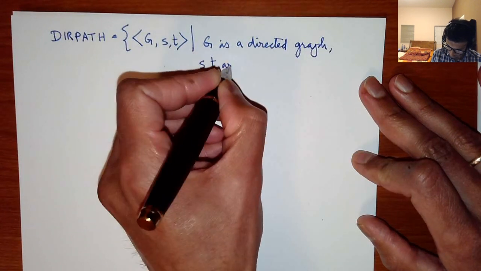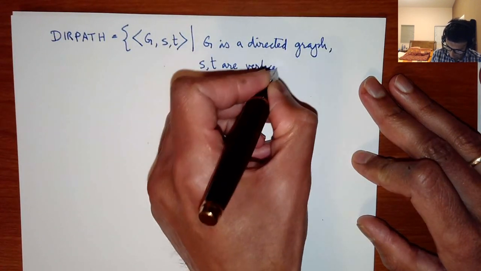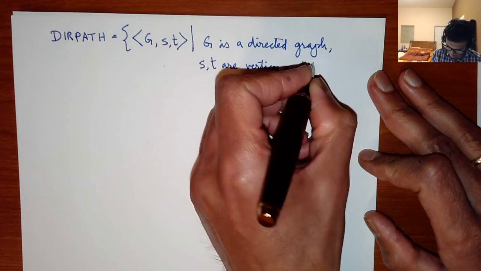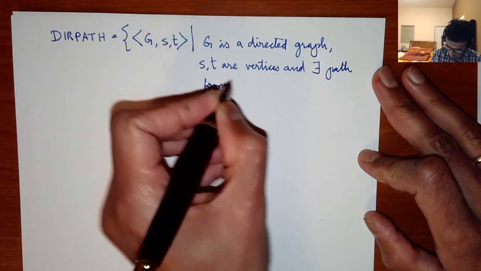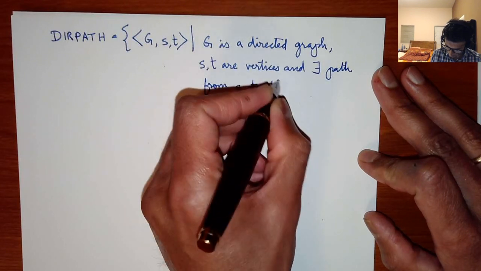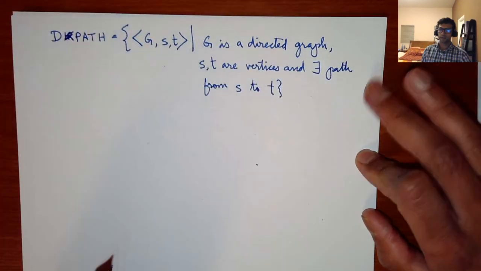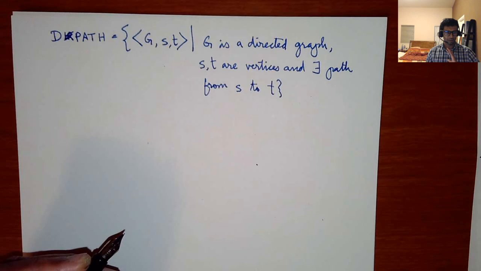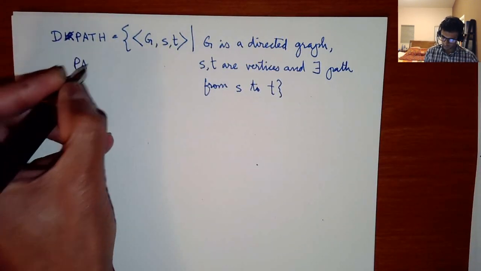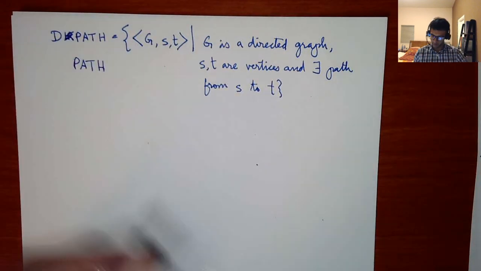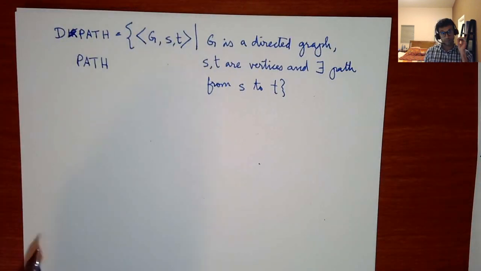S and T are vertices, and there exists a path from S to T. So I'll just call it D path. Sometimes it is referred to as path. Often you'll just refer to it as path. So I'll just call it path. I put the D there initially to specify that this is a directed graph.